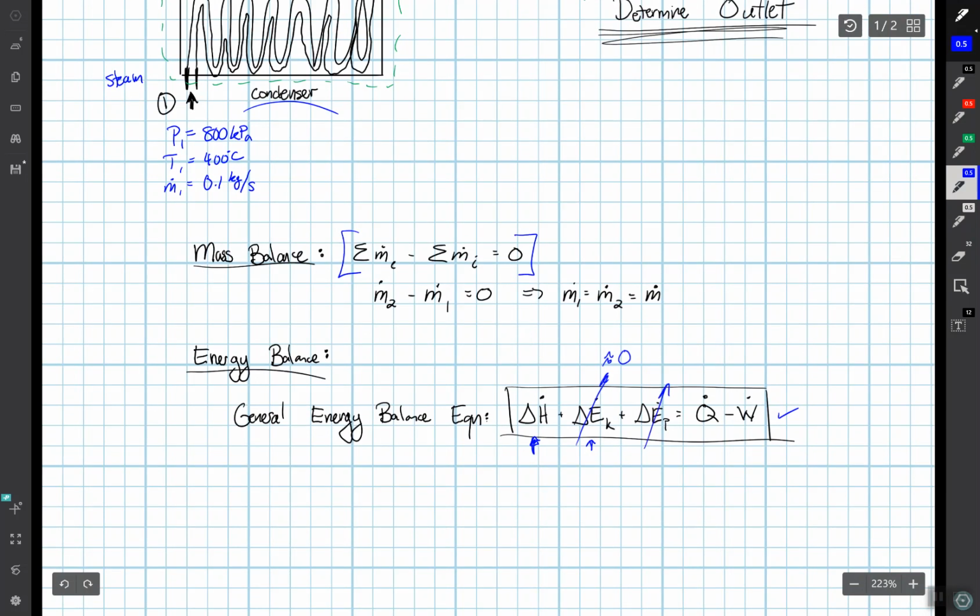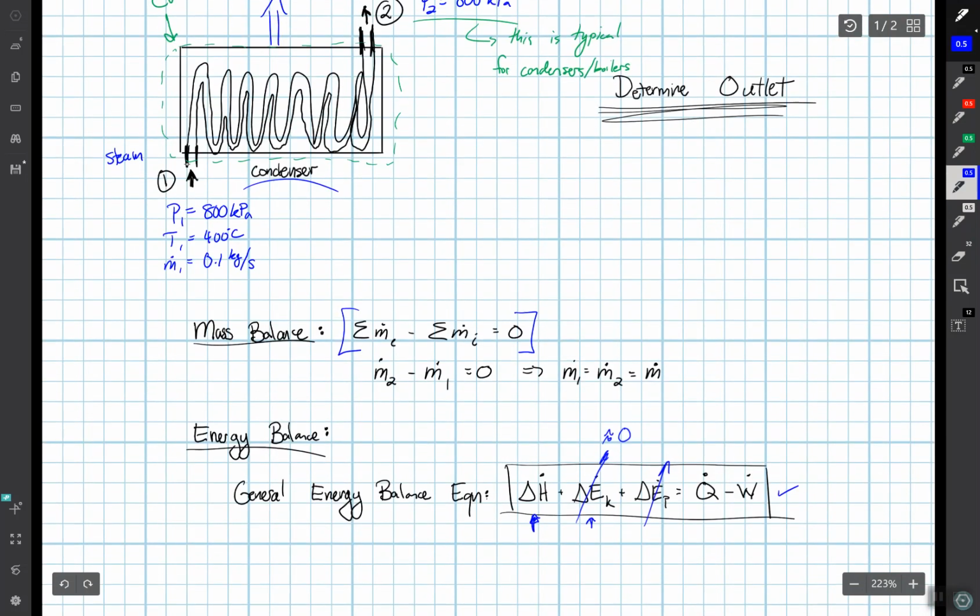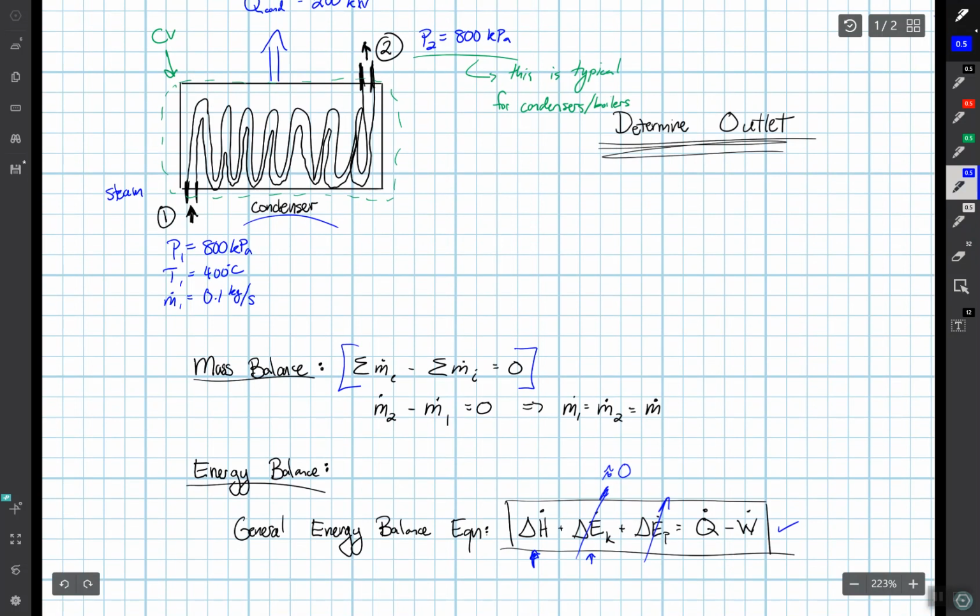Same thing with potential energy. There probably are some potential energy changes. How I have it drawn here, there would be a delta Z.